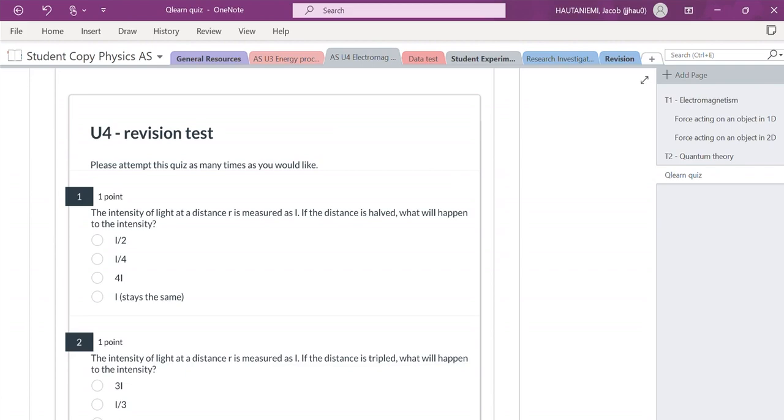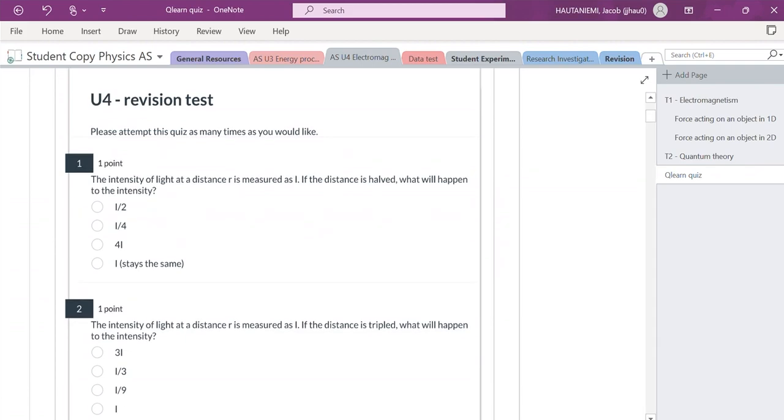Okay, the first one: the intensity of light at a distance r is measured as I. So we've got a distance of r, and we've got an intensity I. Okay, cool. I'm thinking about intensity. I know that the intensity is proportional to, I don't have my formula sheet in front of me, I forget the actual thing, probably should grab that, but that's alright. It's proportional to 1 over r squared.